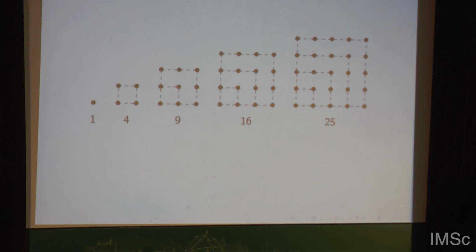So why are they called square numbers? Because they have this nice geometric significance. You take a square of size 2, it can be represented by a grid of 4 dots. A square of size 3, a grid of 9 dots, and so on. So that's why these are called square numbers.